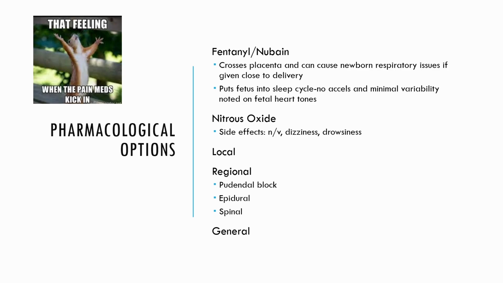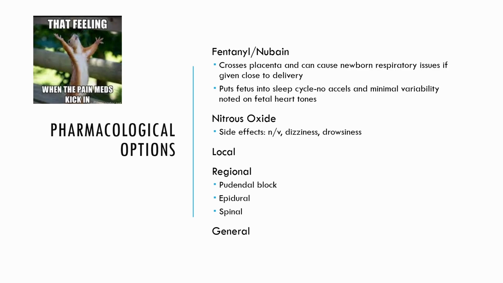Local is another pharmacological option. So this would be like taking lidocaine. This would be more so if they need to cut an episiotomy. They could give her a shot of lidocaine right on the perineum before they cut her. Or they'll also use this afterwards if they need to do any sutures.